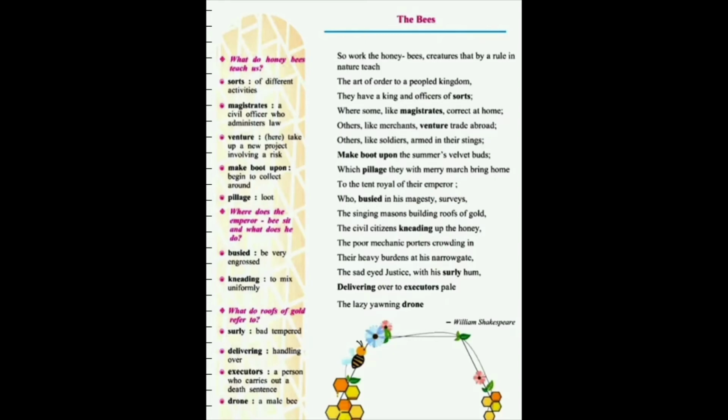Who busied in his majesty's surveys. Okay, now what he's saying: who busied in his majesty's surveys the singing masons building roofs of gold. Now what do you mean by masons? Masons मतलब क्या student? कि a person who is very much skilled in cutting, dressing, layering of stones और building. तो वो किस में लेके आते हैं? अपने रॉयल एम्परर में लेके आते हैं वो हनी, and फिर वो हनी से वो लोग पूरा अपना honeycomb बनाते हैं. तो वो वही बोल रहे हैं that the majesty, majesty मतलब क्या?